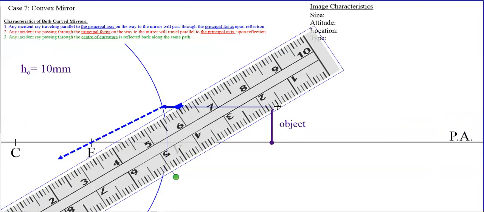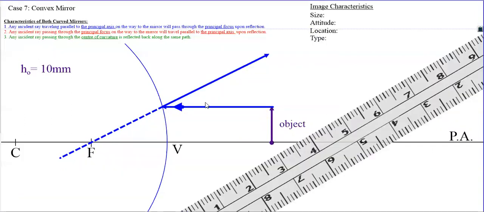Maybe not directly the opposite. I have to follow the law of reflection: draw the normal line, angle of incidence equals angle of reflection. But again, when it comes to curved mirrors, we tend to not draw the normal lines. So it will reflect as if it came from the principal focus. That's the whole idea of a diverging mirror. It's going to spread out to the image.